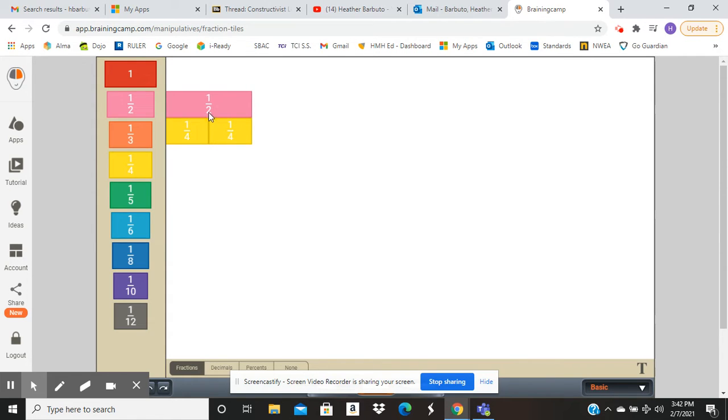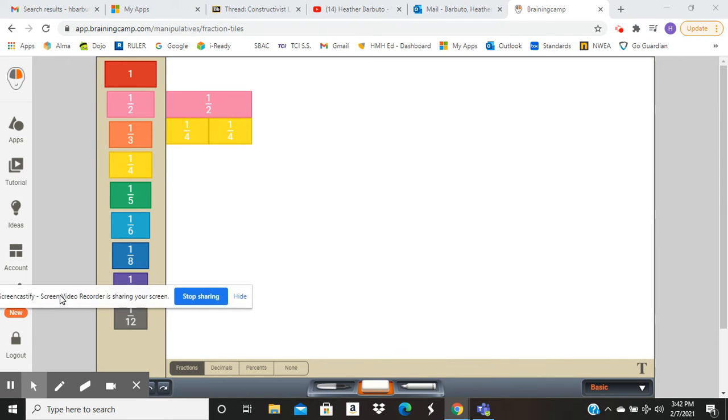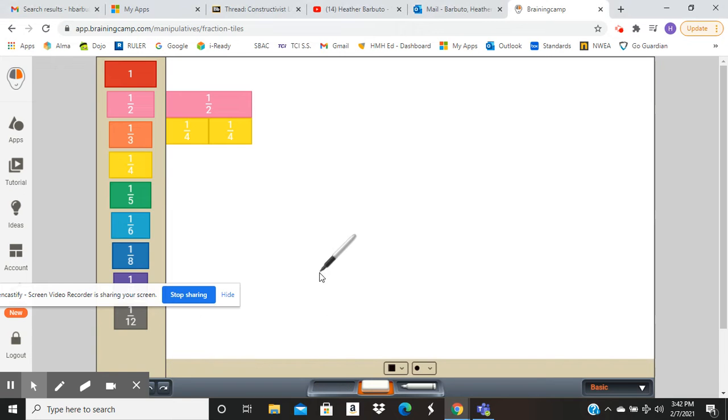And they've explained to me, well, I see that 1/2 of a fraction tile takes up this much space. When I click and drag 1/4 and then another fourth, I could see that these 2/4 are indeed equal to 1/2. And then because I know they have learned this before, I would ask them to show me with an equation. So they could write 1/2 is equal to 2/4.